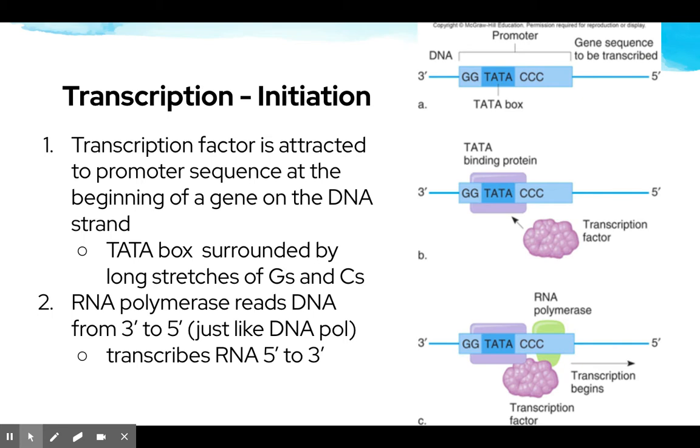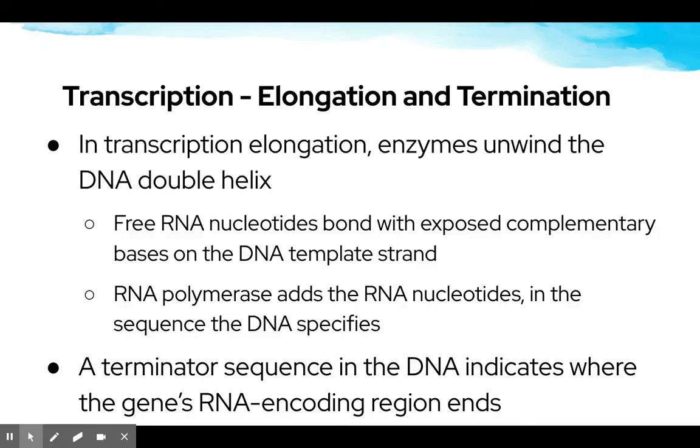So remember, it still has that anti-parallel facet with it. In our elongation, this is where we're just continuing to read those nucleotides. There are enzymes unwinding that DNA double helix, and those free nucleotides are bonding. The RNA polymerase functions very similarly to DNA polymerase, except we're swapping out our T and our U.